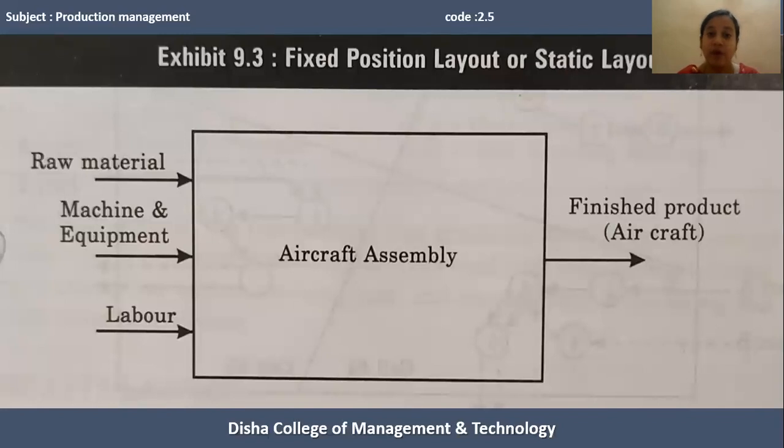So this is the diagram of fixed position layout. In case of fixed position layout, this is the diagram of aircraft manufacturing. Aircraft is a bulky, heavy product, and it is fixed to a particular area, and to that area raw material, machines, equipment, and labor have to move, and after manufacturing the aircraft, they return back again to their place only. So in fixed position layout, the product is fixed to a particular area, and to that area raw material, machines, equipment, and other resources have to move for manufacturing that product only.